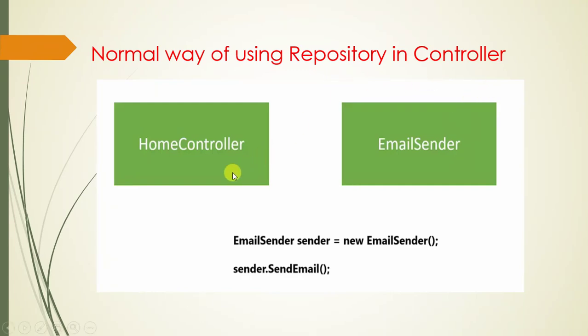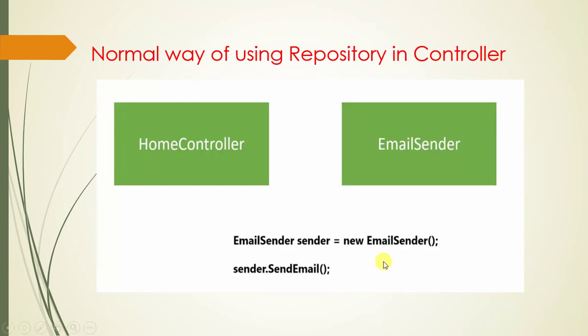See here, on the left side I have home controller, on the right side I have email sender. Email sender service is a class. It has all the methods that are required to send the email. I want to use this email sender service in home controller. In this scenario, we will create a new instance of email sender by using the new keyword. By using this name, we can call all the methods that are available in email sender service. Then we can send the email.